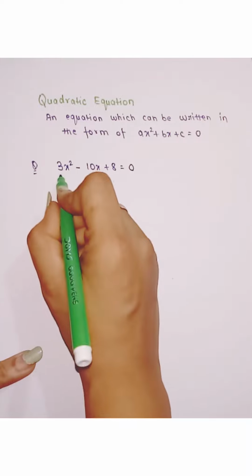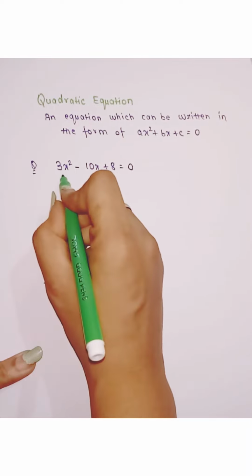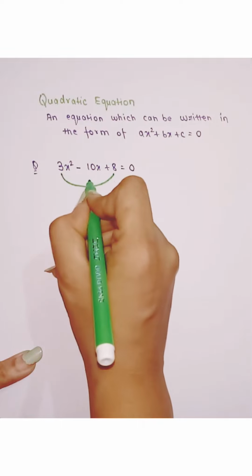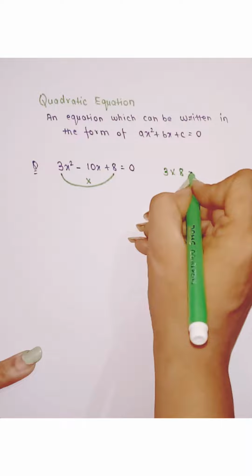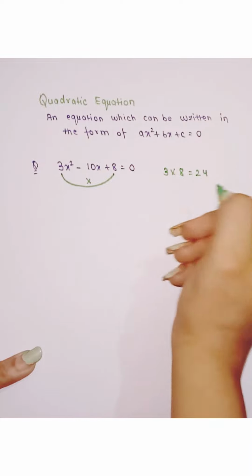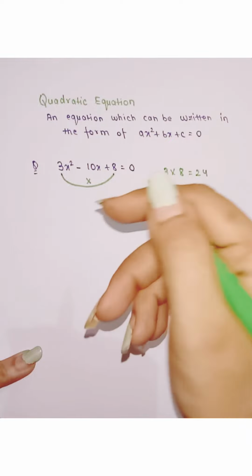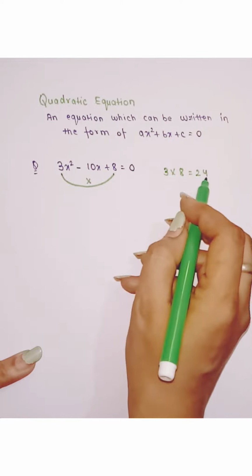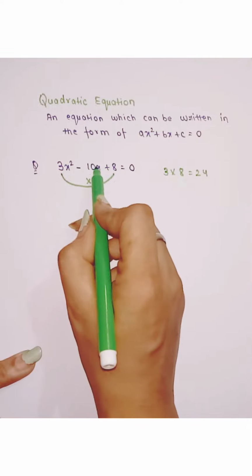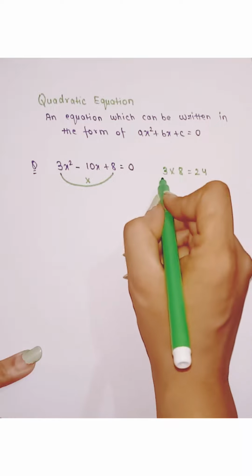Alright, so here we have a first question, 3x square minus 10x plus 8. Now the very first thing that you have to do here is multiply the coefficient of x square and the constant, which is 3 and 8. So you are getting the number 24. And now you have to think of two numbers such that their multiplication will be 24, but if you take those same two numbers, you should get 10, either by adding or subtracting.